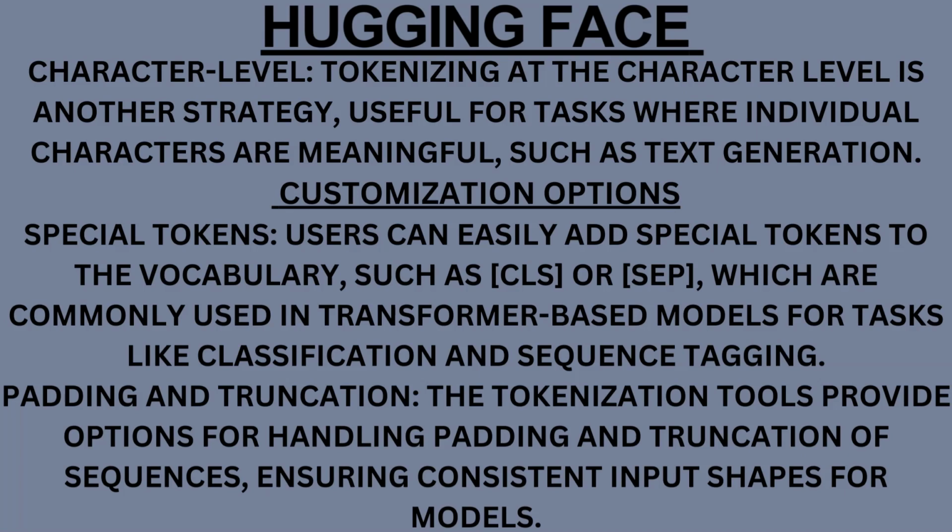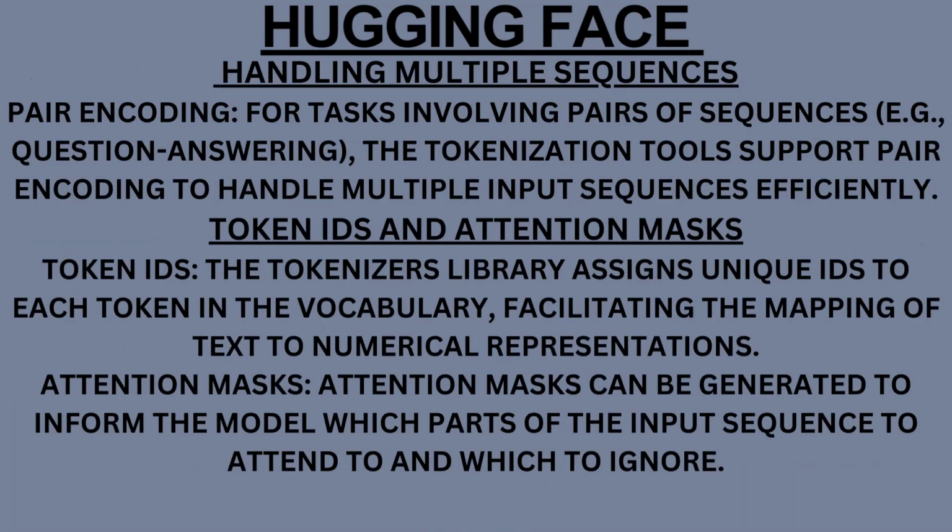Customization options. Special tokens. Users can easily add special tokens to the vocabulary such as CLS or SEP, which are commonly used in transformer-based models for tasks like classification and sequence tagging. Padding and truncation. The tokenization tools provide options for handling padding and truncation of sequences, ensuring consistent input shapes for models.